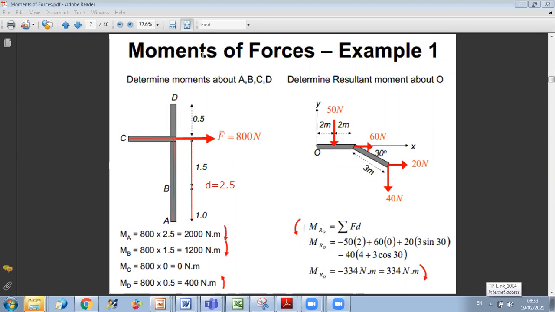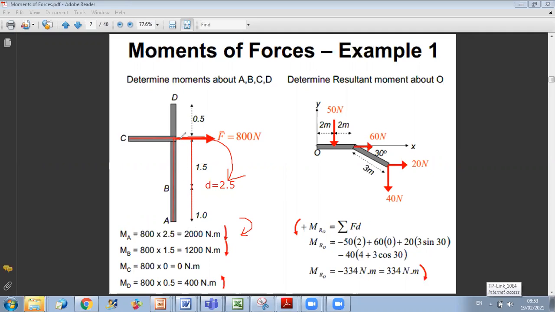How is the force tending to rotate about A? In which direction? Like this. You should just imagine how it's rotating the structure about A. It's trying to rotate in the clockwise direction. This is why I put near my MA, near the value, the sense of my moment. It's like this.